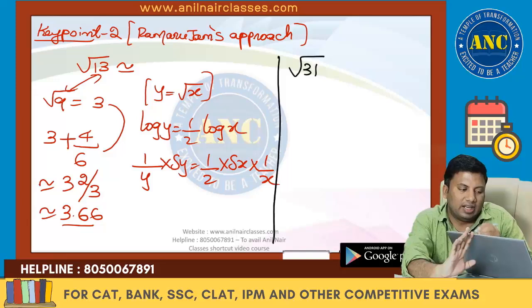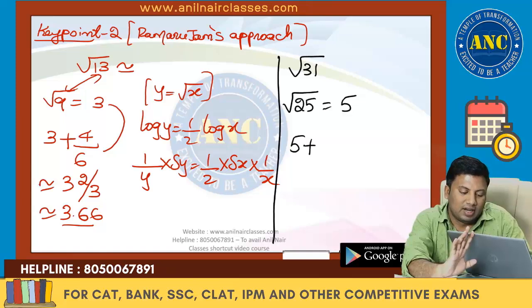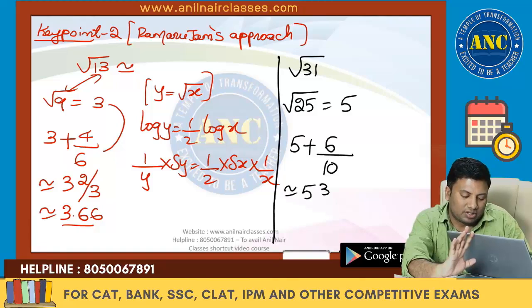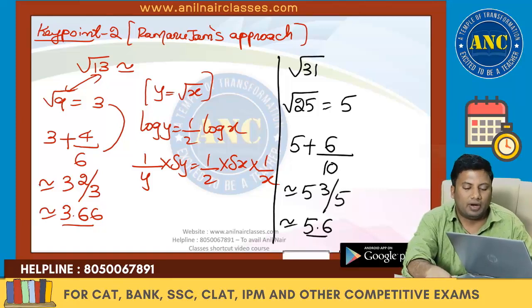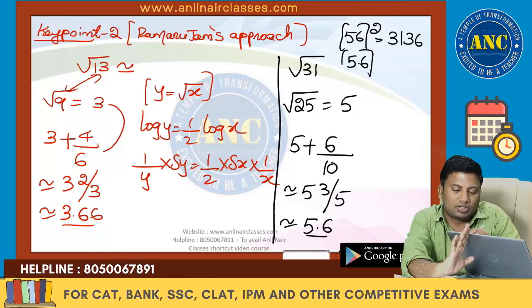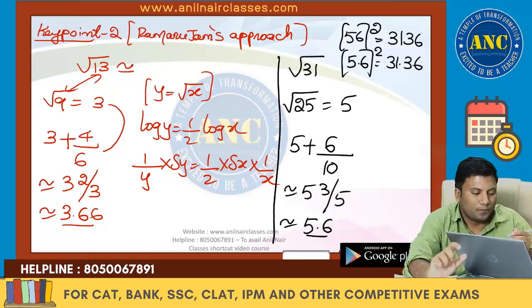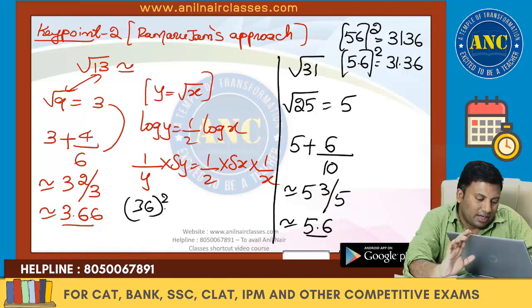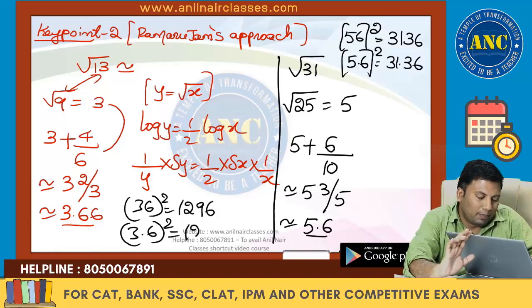Similarly, root 31 is nearer to root 25. 31 minus 25 is 6. Double this value, so it is approximately 5 3 by 5, which is nothing but 5.6. Even if you do speed calculation, 56 whole square is 3136, so 5.6 whole square is 31.36, very close. 36 whole square is 1296, so 3.6 whole square is 12.96.